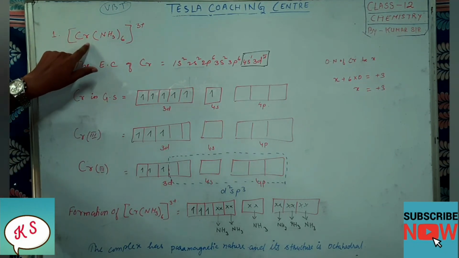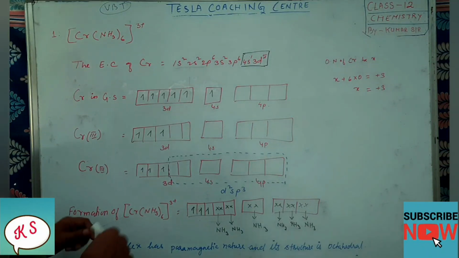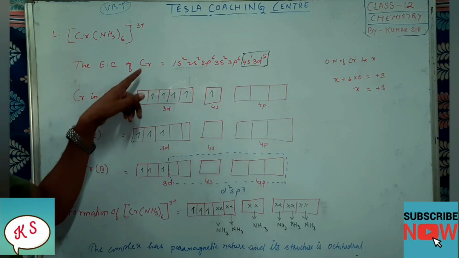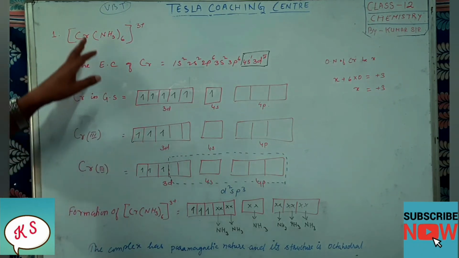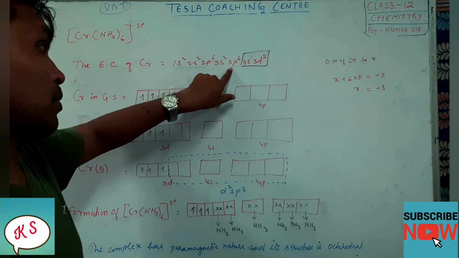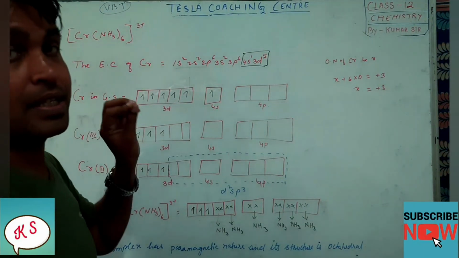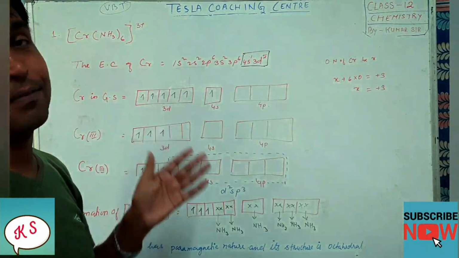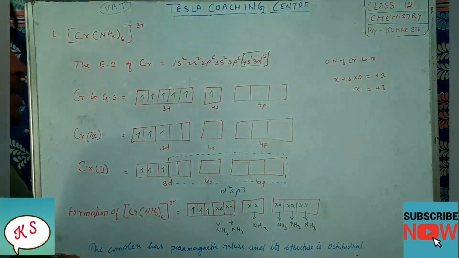So here the complex given is [Cr(NH3)6]3+. First of all, we should know the electronic configuration of the central metal atom. The electronic configuration of Cr: there are shortcuts also, but let us go for the long way. So we write the complete electronic configuration: 1s2, 2s2, 2p6, 3s2, 3p6, 4s1, 3d5. As you know, chromium's electronic configuration is an exceptional case. That's why it is 4s1 3d5, because d cannot be 4, it should be half filled or fully filled. We have already studied this in class 11.